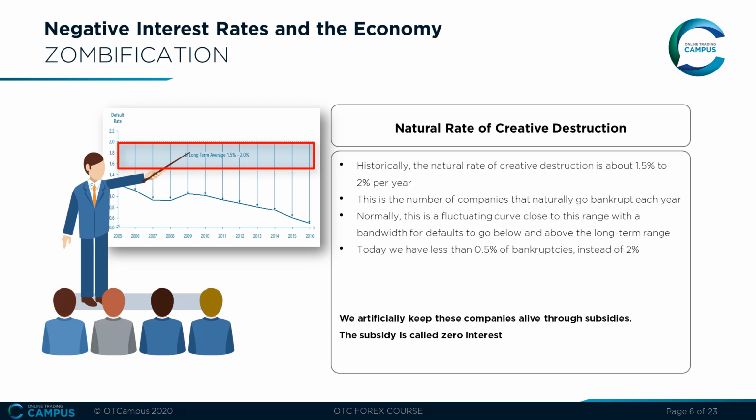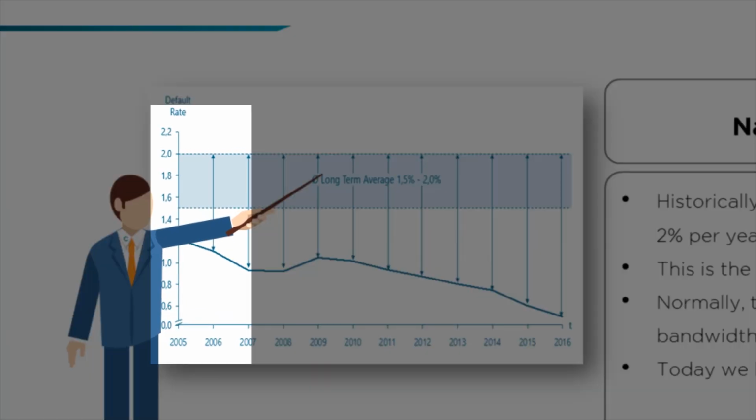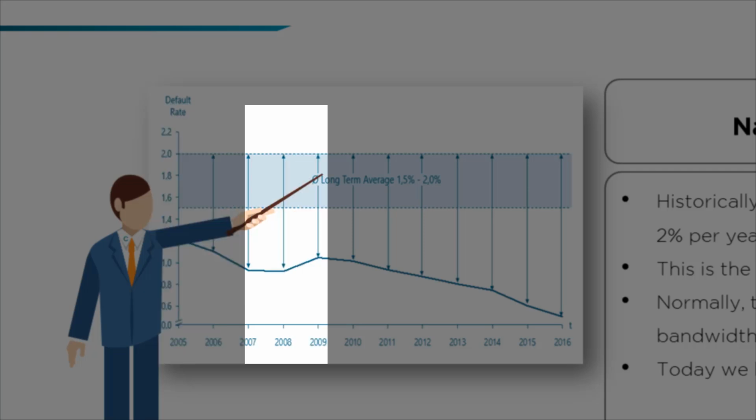Now here's the interesting observation. The following has happened as a result of the zero interest rate policy. Before the 2005 and 2006 housing bubble, we had company failures that were below the long-term average. It was about 1.2%, which was normal back then, because in boom times, the defaults are lower than in times of crisis. Then we had the housing crisis of 2009.